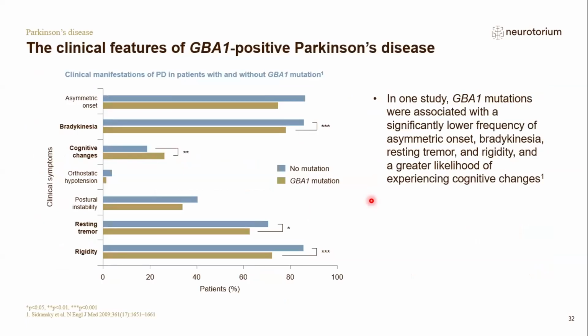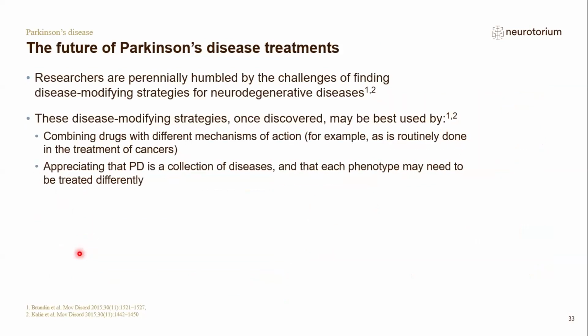And this is just to tell you more about the clinical features of those that were found GBA1 positive and developed Parkinson's disease. You can see that there's a symmetric onset, they have bradykinesia, but mostly the cognitive changes will be more pronounced as compared to the resting tremor and rigidity that are telltale of Parkinson's disease.